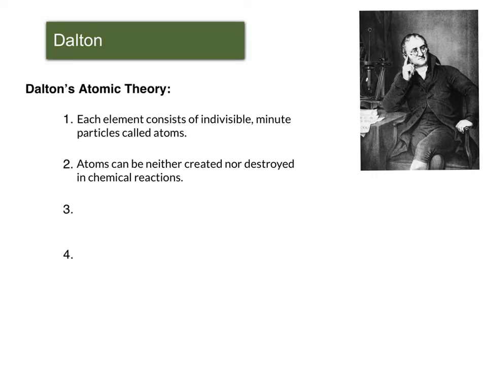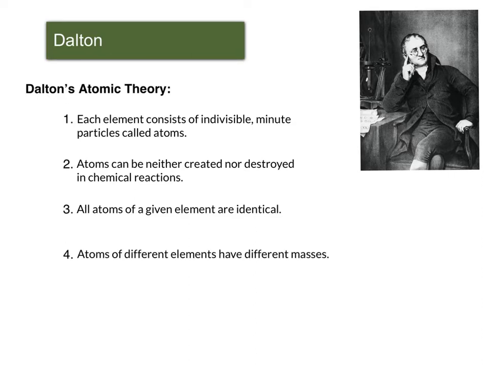All right, the third is that all atoms of a given element are identical. We now know that this isn't completely true, but we'll get to that in a little bit when we get to subatomic particles. But for our purposes, all atoms of a given element do have the same properties, okay? And then the fourth is that atoms of different elements have different masses. So if you have two different elements, their masses cannot be the same. If they're the same, then they would be the same element. Okay, so these are four fairly basic postulates, which are just claims that he assumed to be true, and they're all based on experiments that had been done at that time.